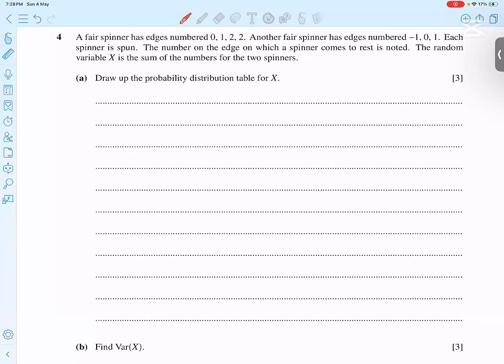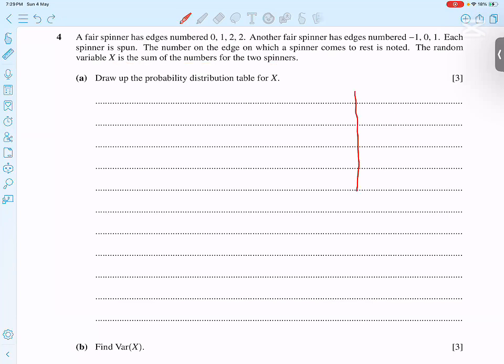Question number 4, students. We have a spinner with edges 0, 1, 2. Another spinner is this one, and the number on each spinner when it comes to rest is noted. The random variable X represents the sum of the numbers of the two spinners, so we will add them.